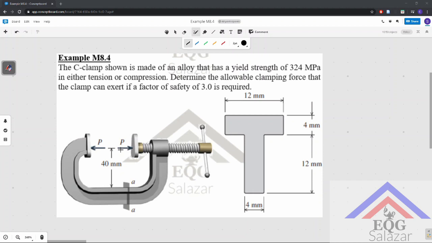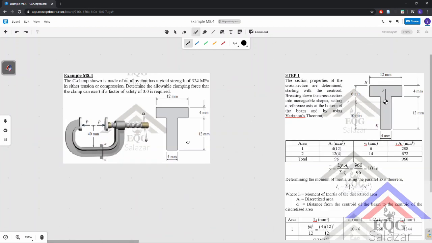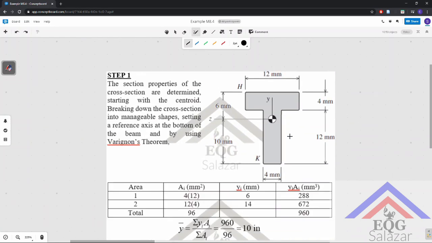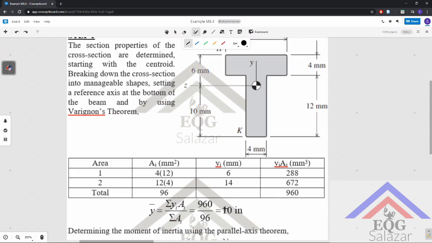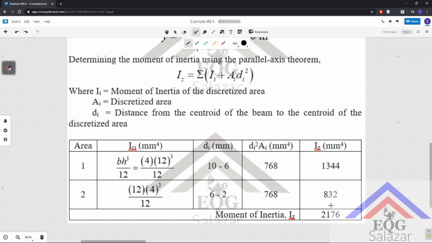After determining the moment, or rather first the section properties of the beam, the cross-sectional area of the C-clamp, we have to determine the location of the centroid by use of Varignon's theorem. We already know how to go about this, and we will see that the centroid is 10 inches from the reference axis, which is the bottom axis. Now by the parallel axis theorem, we will see that the moment of inertia is equal to 2176 mm to the 4.